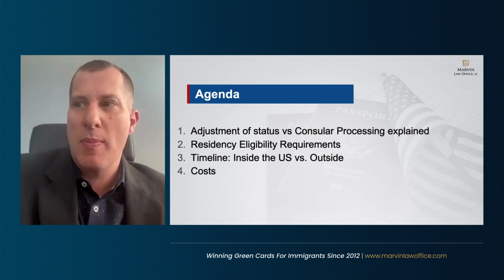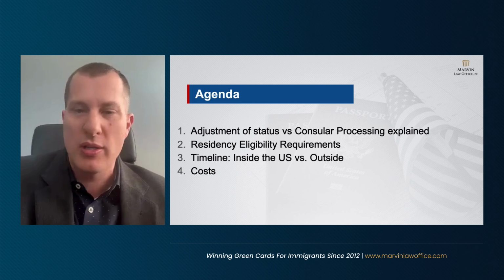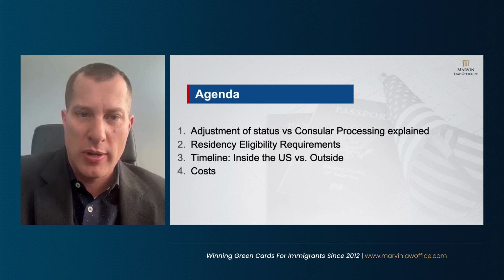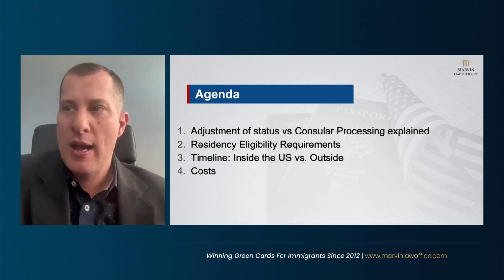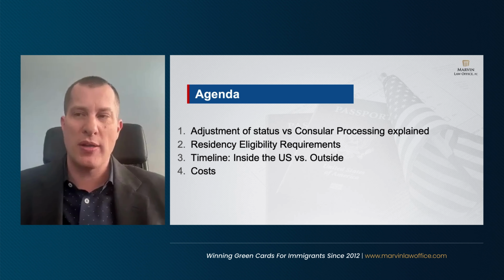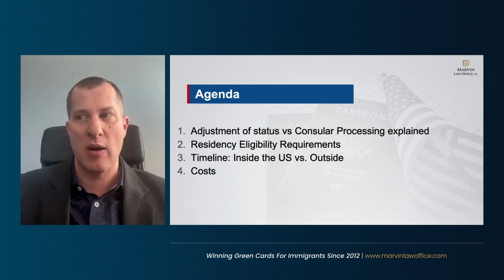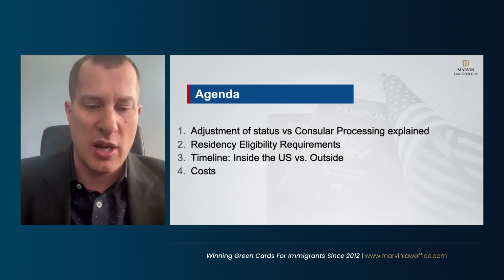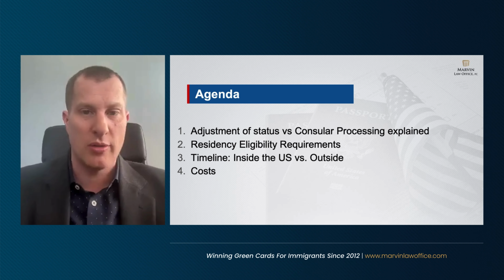The next thing I want to talk about is the eligibility requirements for legal permanent residency, aka green card. The third thing I'm going to talk about is the timeline for the processes both inside the United States and outside. Okay. The last thing I'm going to talk about before we go to all the questions and answers is the cost of this process.